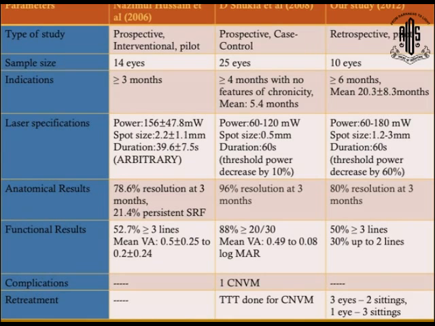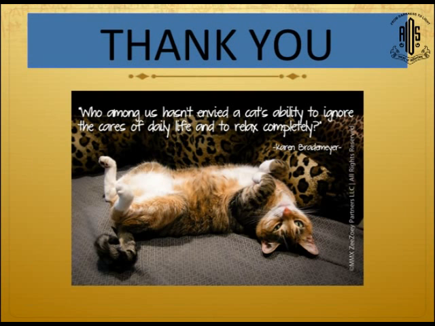Regarding complications, we had no complications using a threshold decrease in the power of 60%. D. Shukla et al. had almost one case of CME which was further treated with TTT itself. However, they used threshold power later on. We had no complications using this 60% reduction in the power. As for retreatment, yes, we needed retreatments. In 3 eyes we needed 2 sittings, and in 1 eye we needed 3 sittings, in a mean follow-up of 7.4 months. Thank you.